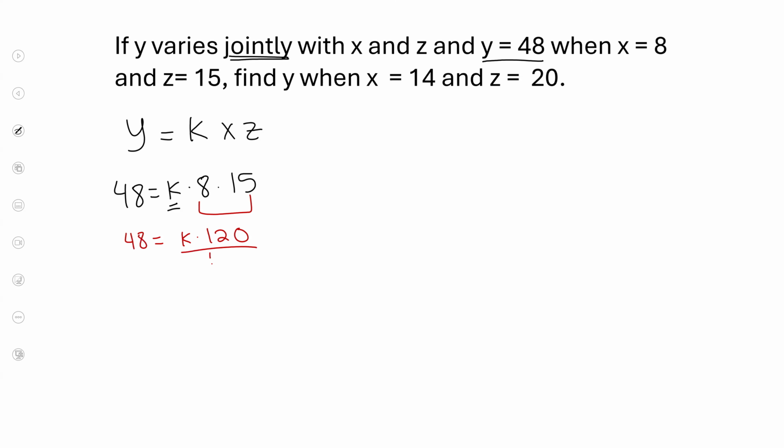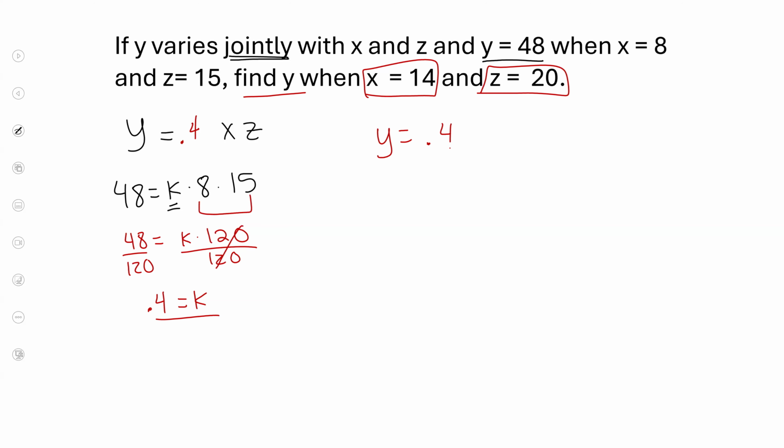And I'm going to divide both sides by 120. And 48 divided by 120 is 0.4. So that is what k is equal to. So I know in my equation, k is 0.4. Okay, so find y when x is 14 and z is 20. So if you multiply all of these together, you'll get y is 112.